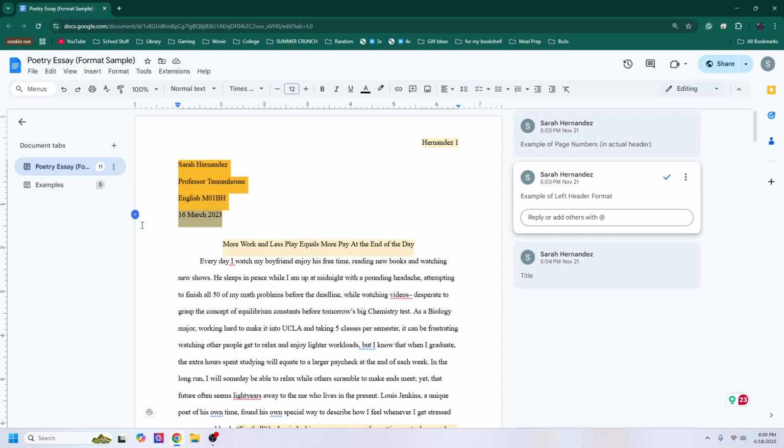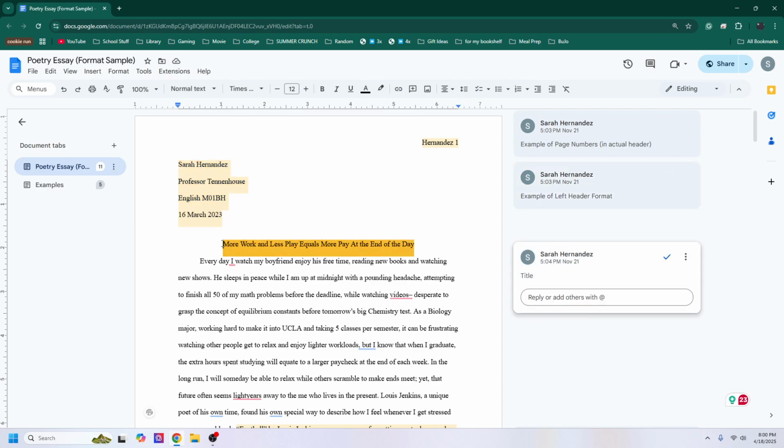The date does not have slashes, does not have dashes, does not have commas. It's quite literally day, month, year, no commas. No funny business. Next, we've got our title. Our title is one of the only things in the paper that is centered. It does not need to be in bold, it does not need to be underlined, but make sure you've got the capitalization rules down for how to capitalize in a title. When in doubt, 9 times out of 10, the word should be capitalized.